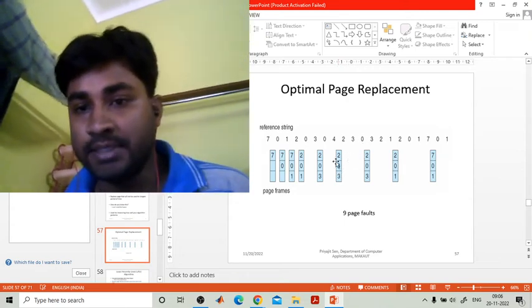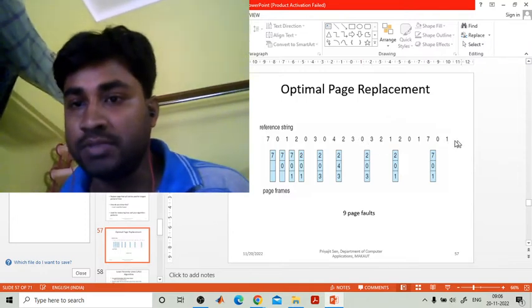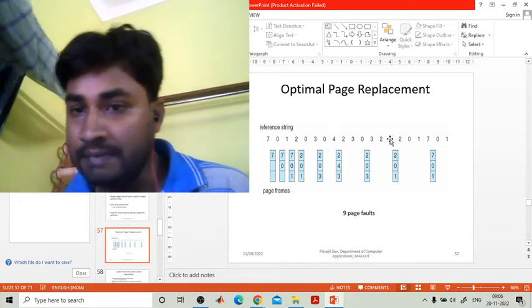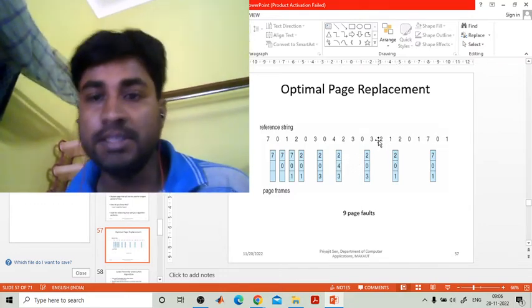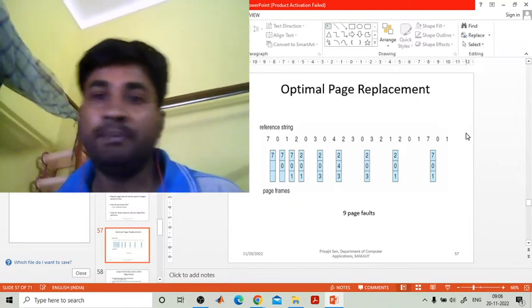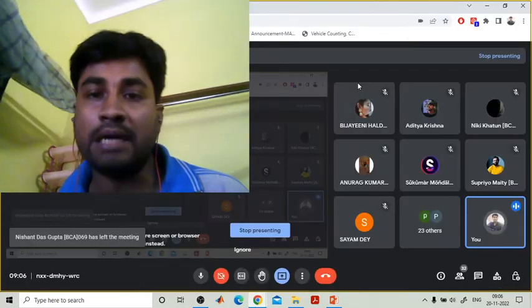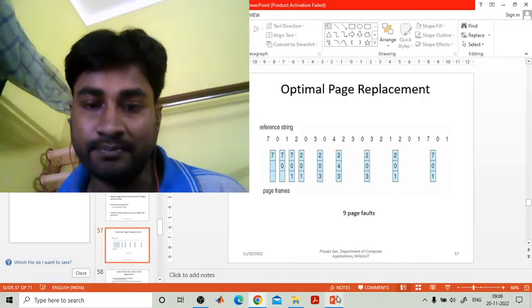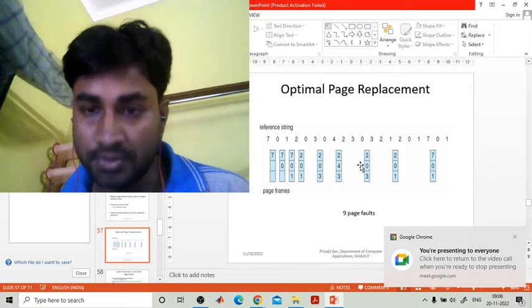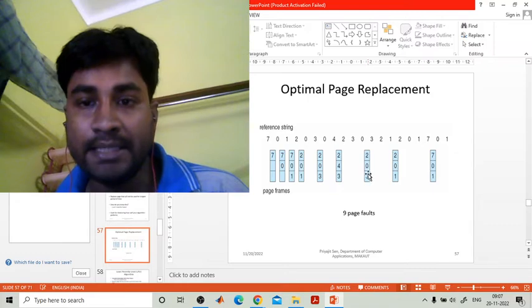Then 0 is a page fault here, so what will 0 replace? After this 0, which one is the farthest one? See that 2 and 3 are found here, but 4 is never present here. 4 is not present in the future locations, so 4 you have to take as the victim. That means 4 will not come later. So we replace 4 with 0. So 2 0 3 came. Then again 3 and 2 are page hits.